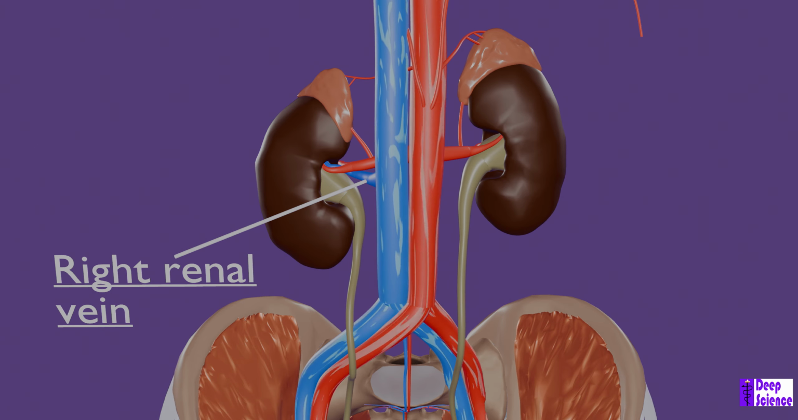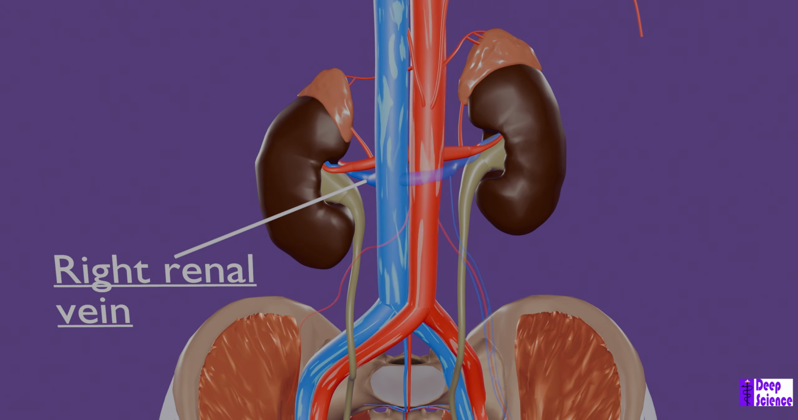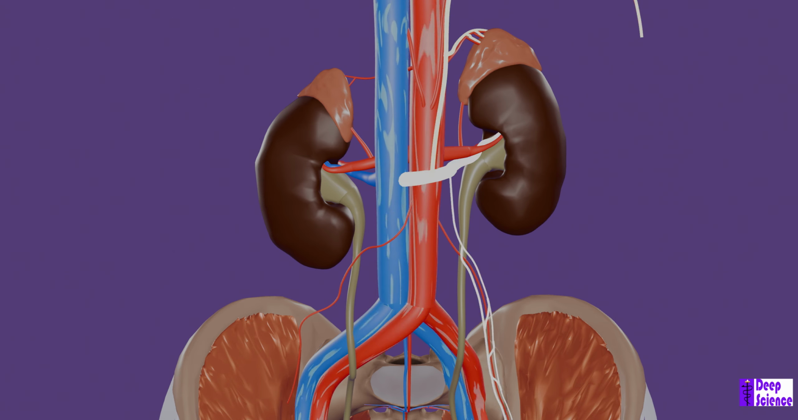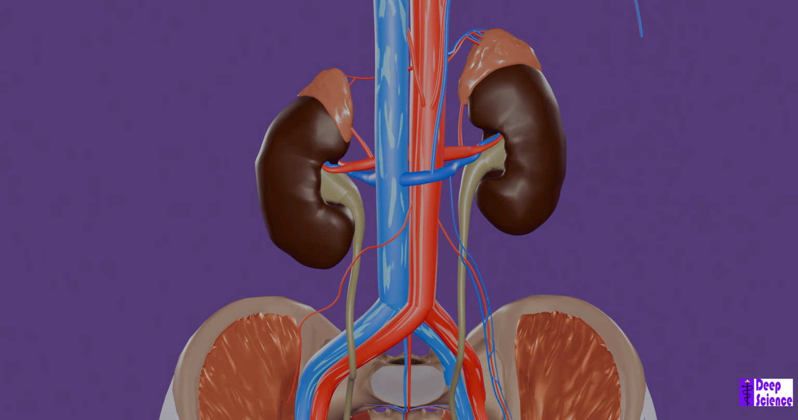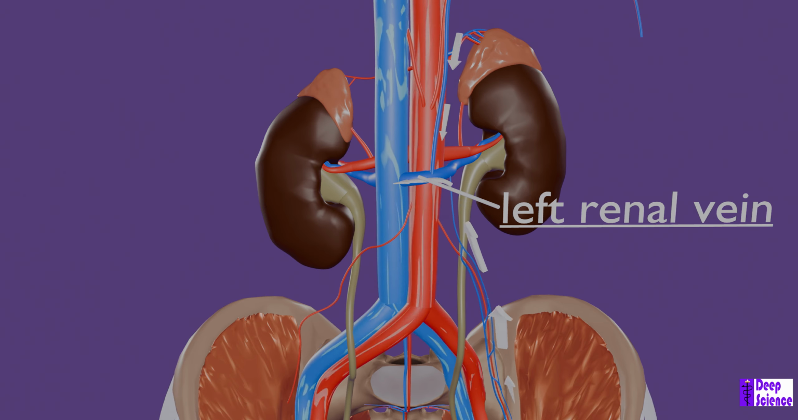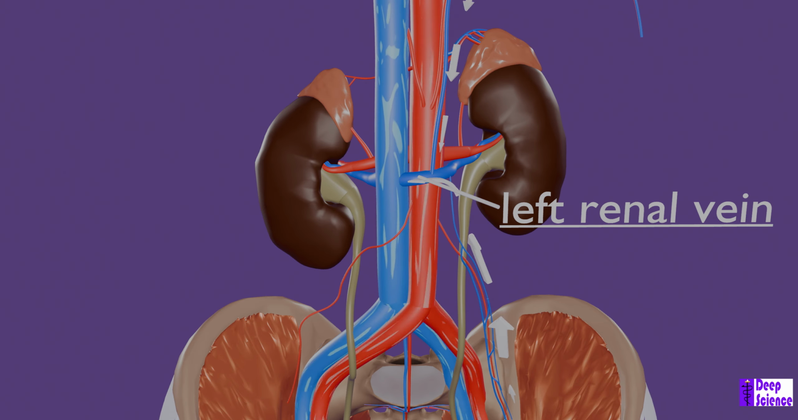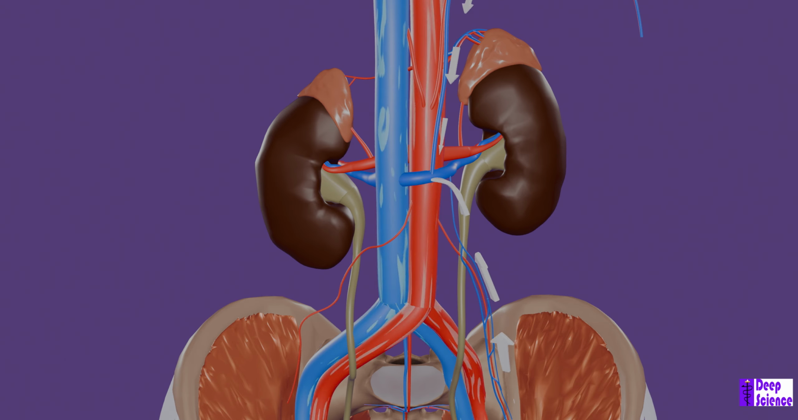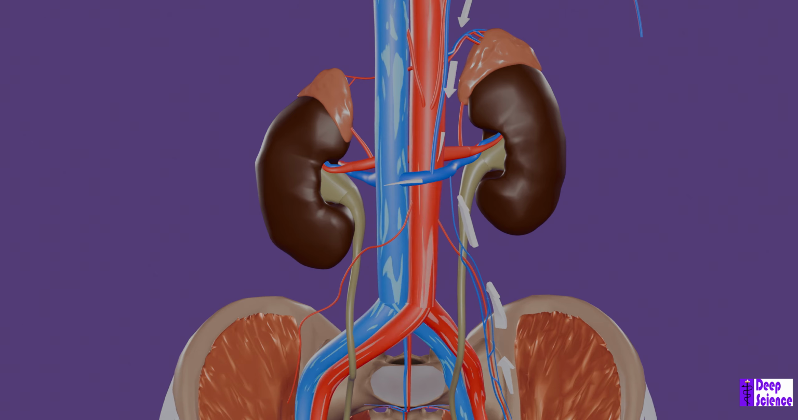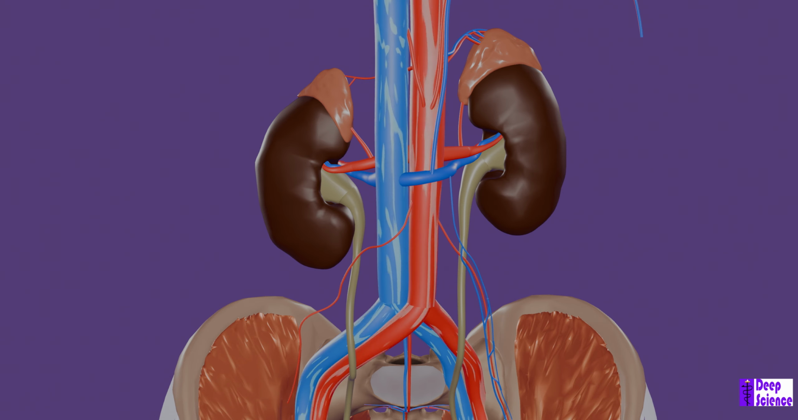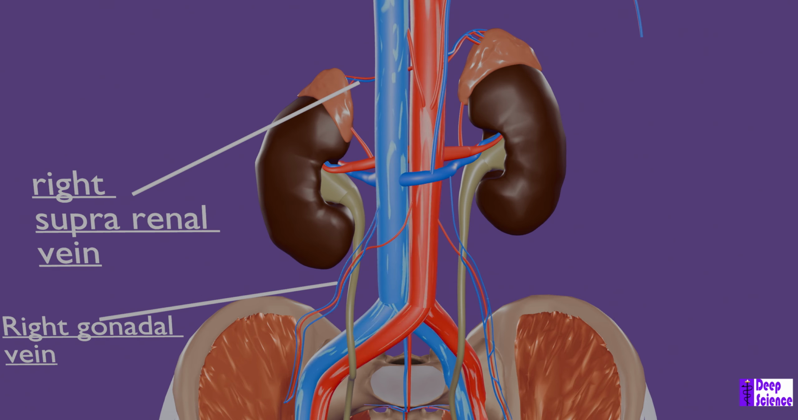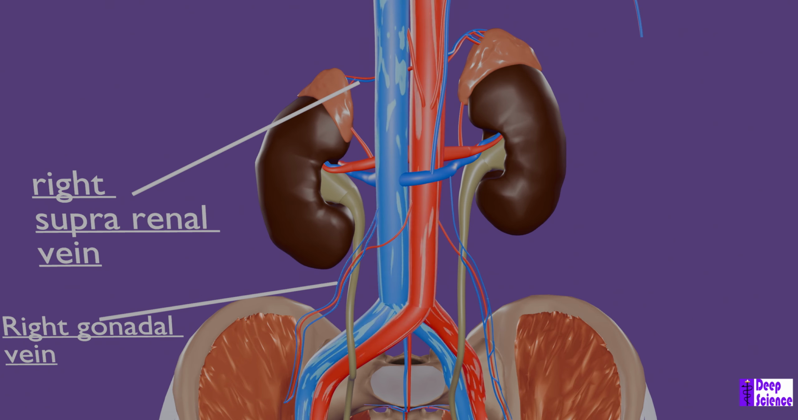On the left, the renal vein is combining blood from the left kidney, gonad, suprarenal gland, and diaphragm, and returns all of it to the vena cava. On the contrary, to the left, the right suprarenal and gonadal veins drain directly into the vena cava.